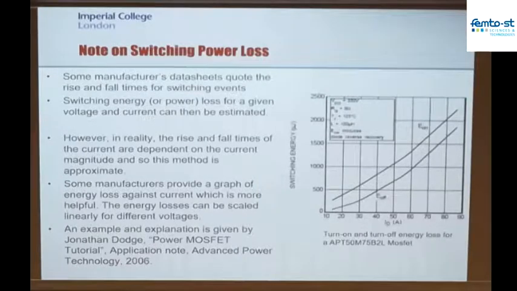So if you want to look specifically at what the energy loss is going to be, then you can look up these values typically on a data sheet.